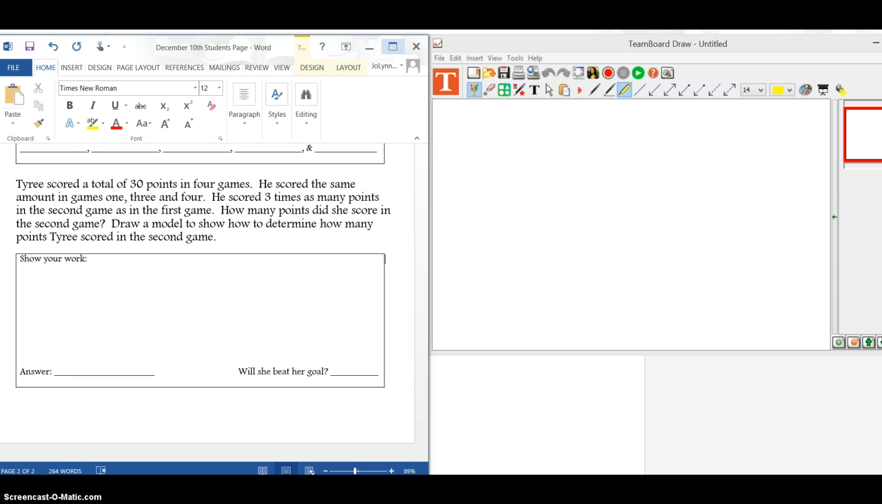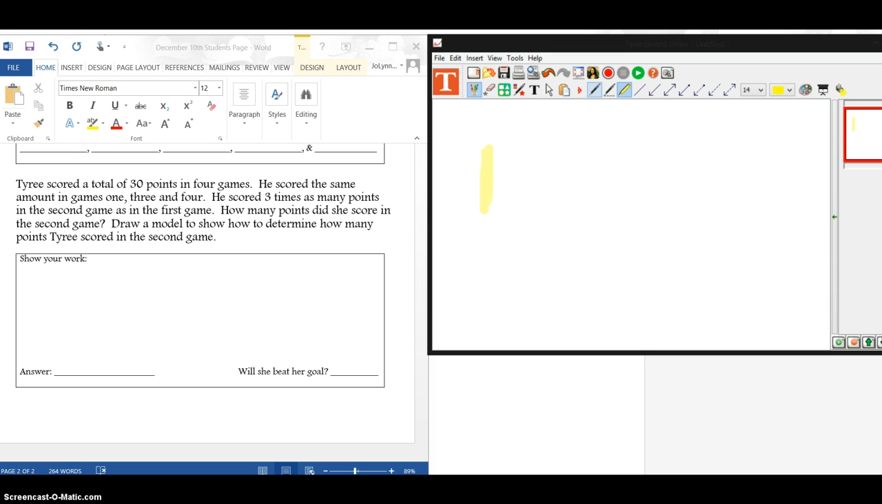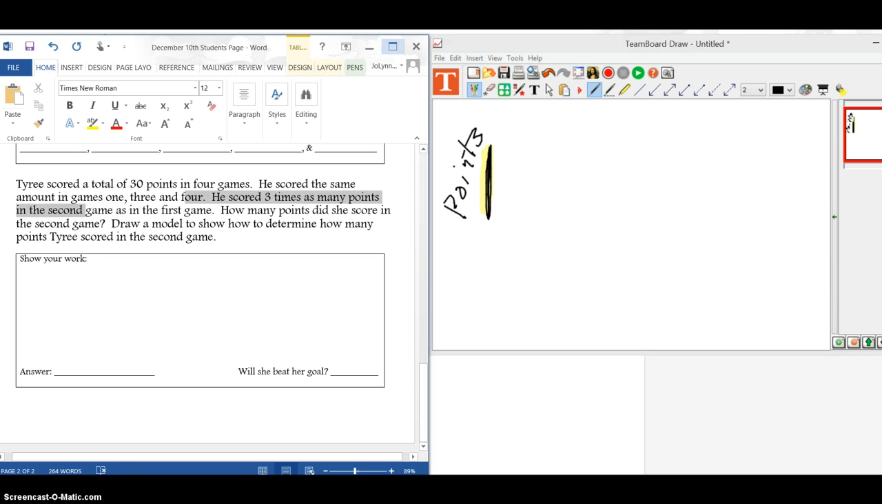So it seems like there were 4 games here. Let me get off the highlighter. I'm going to draw a model to show. So I'm going to say points is what I'm looking at. And it seems like there were 3 games, but I noticed something. It said game 1, 3, and 4 over here. But then he scored 3 times as many in the second game.